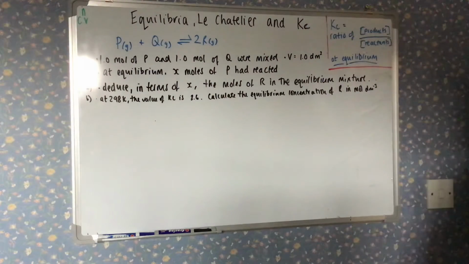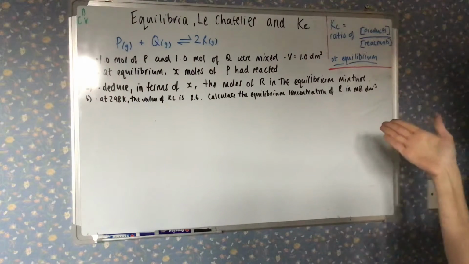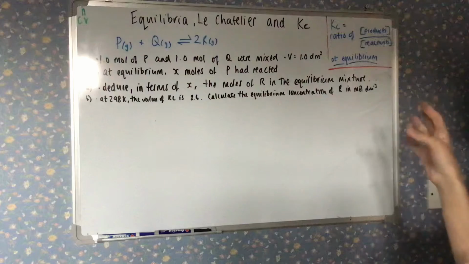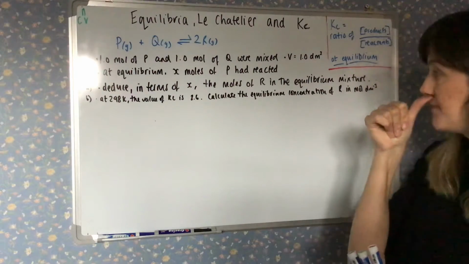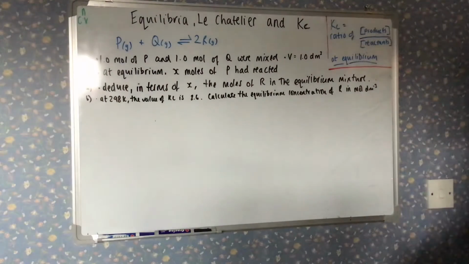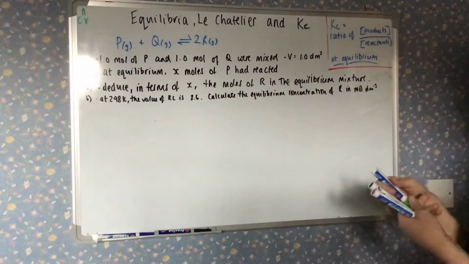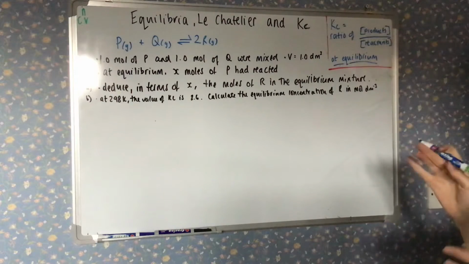So the information it's given you, 1 mole of P and 1 mole of Q were mixed. It's given you a volume of 1 decimeters cubed, which is really handy. And at equilibrium, X moles of P had reacted. So part A, deduce in terms of X the moles of R in the equilibrium mixture. So let's do that. That's a really easy one.